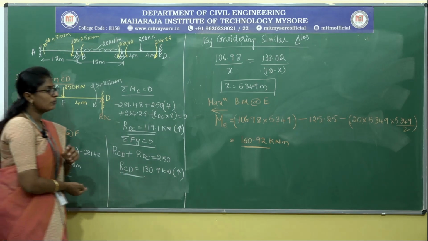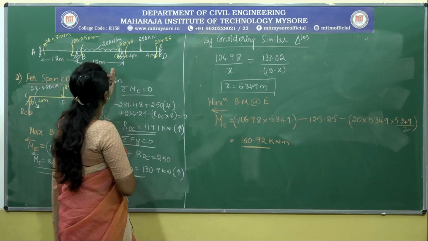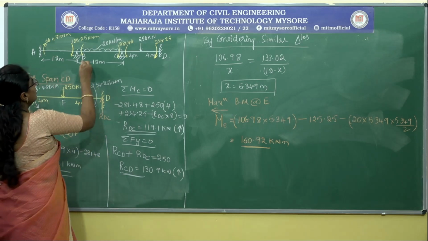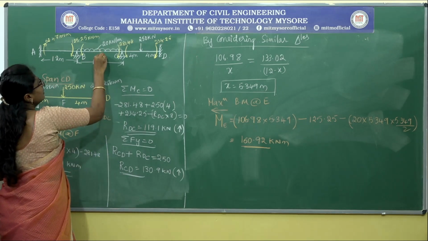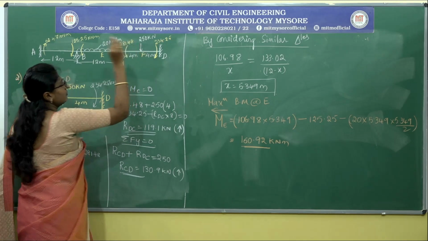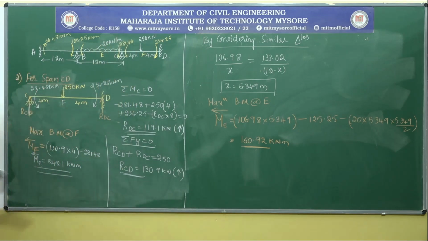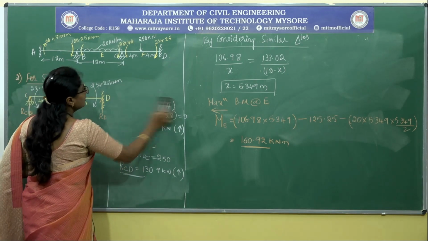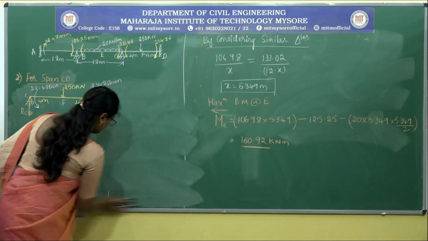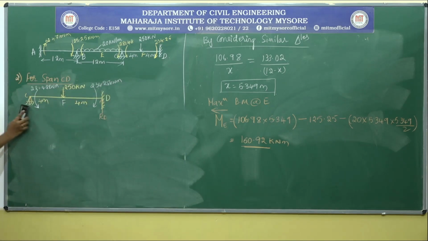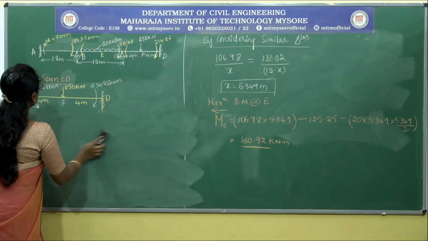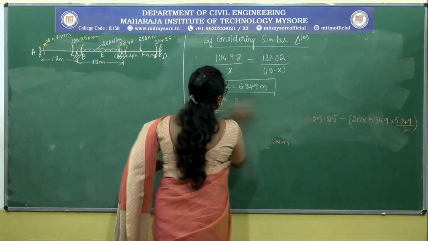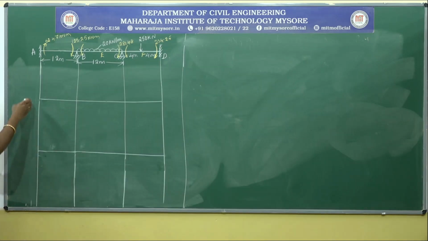So now we have calculated the support reactions, that is RAB, RBA, RBC and RCD, and we have also calculated the maximum moment at points E and F. So by using all this, now we can draw the shear force and the bending moment diagram. Okay, now to draw this SFD and BMD.